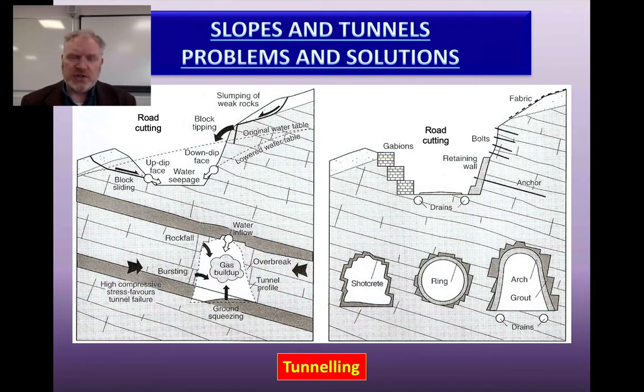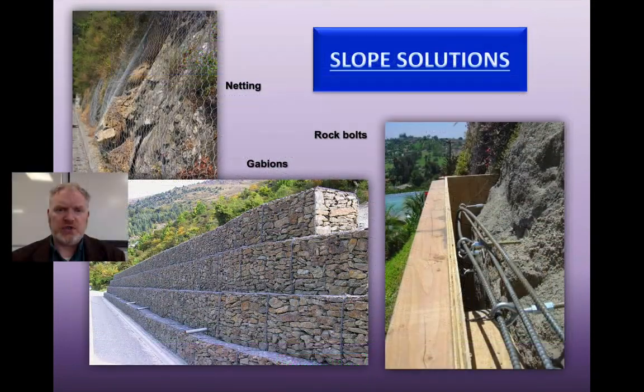For tunnels close to the surface where the problem might just be rock falling in, we can use a material called shotcrete, which is like a spray on concrete. Watch the video on tunneling to explain some of these ideas in a bit more detail. But let's look at some of these potential solutions.